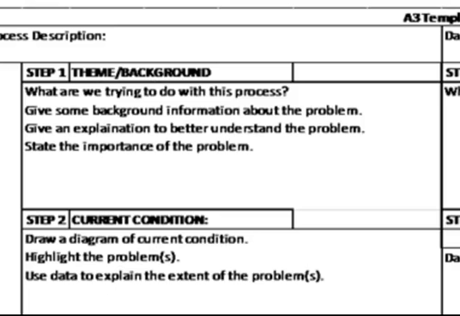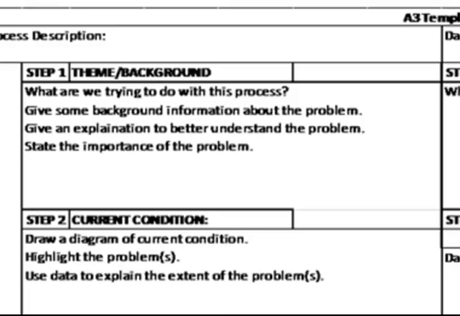The purpose of the 8 steps is to build up a storyboard of what you are going to do in a step-by-step process in order to A, recognize the problem, B, define the problem, and then C, how are you going to eliminate the problem? And then you're going to prove that you did eliminate it or you didn't, and that's the final part of it. So step 1 is about the theme or background.